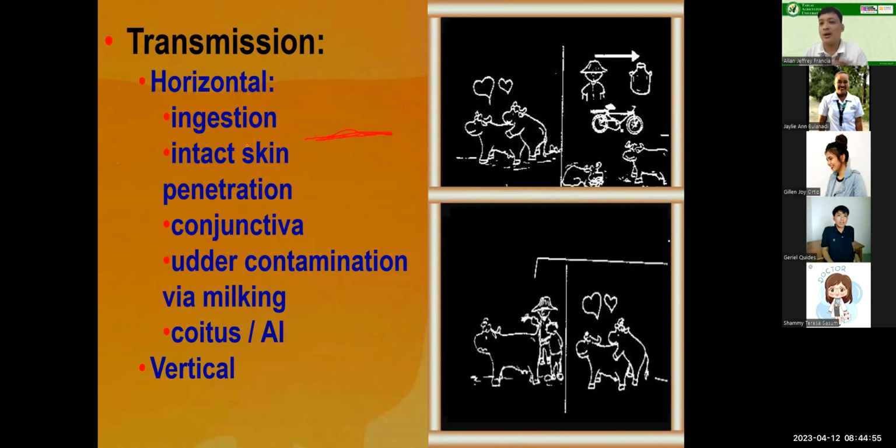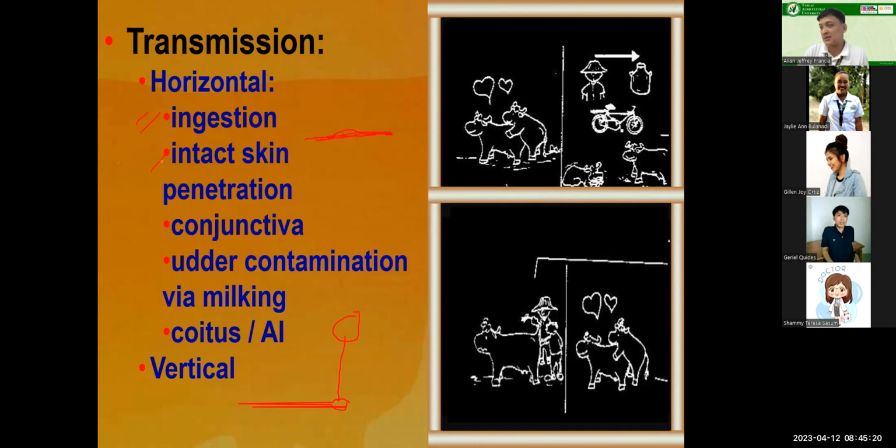Ibig sabihin, nakukuha ng susceptible animal yung organism sa environment. Pero pag sinabi nating vertical line, ito ang nanay, andito ang anak. So napapasa from parent or from mother to offspring. So horizontal means could be, say, ingestion of organism from the environment.